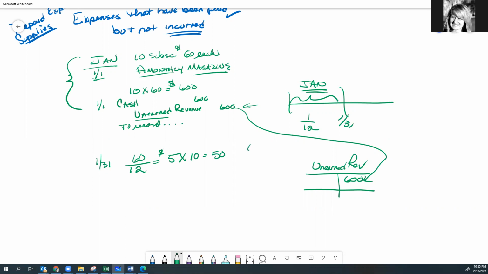You could have also taken the $600, the total from above, and divided that by 12 months, and that would have come to the same $50. So either was fine. So this $50 is no longer a liability because I have provided the magazine, and therefore I have earned the revenue. So I need to reduce this liability and show that I have earned revenue. So on 1/31, my journal entry is going to look like this. I'm going to reduce my unearned revenue by debiting it. Debiting a liability makes it go down.